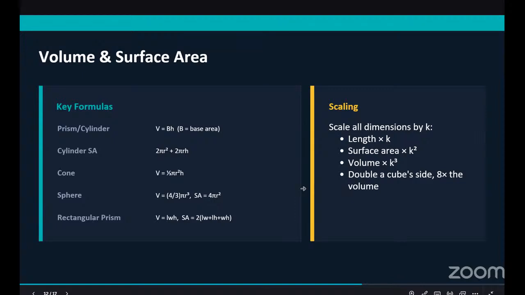So let's just say you had a prism, like a cube or something. You'd want to think about the base of a cube and then how much height it provides. That's the volume of something. So the 3D filling of something.